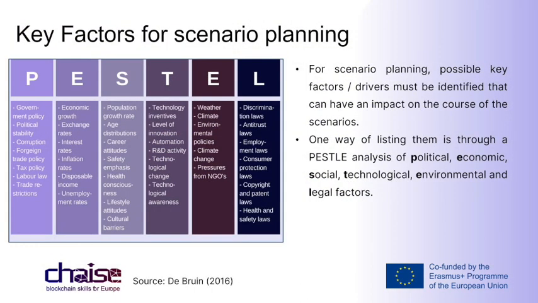For scenario planning, possible key factors or drivers must be identified that can have an impact on the course of the scenarios. As mentioned before, there are different methods to identify the key factors. One way of listing them is through a PESTLE analysis of political, economic, social, technological, environmental, and legal factors. Political factors. These factors are all about how and to what degree a government intervenes in the economy or a certain industry. Basically, all the influences that a government has on your business could be classified here.